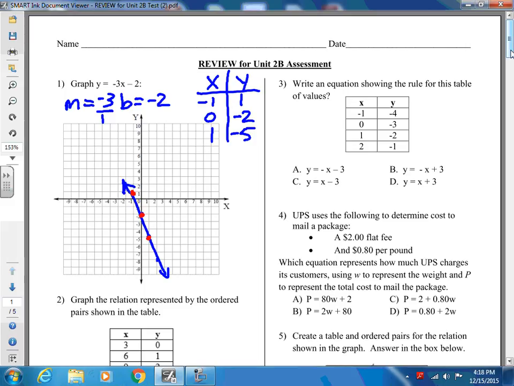So if I stick in negative 1 in letter A behind the x, there's a negative sign already there. So negative 1 makes positive 1, and positive 1 minus 3 is going to make negative 2. And you'll notice that negative 1 doesn't have negative 2, it has negative 4. So that means A is already out of the running. So then you go to B, and you do the same thing. Negative 1, that's positive 1, plus 3. That makes a positive 4. So we need a negative 4.